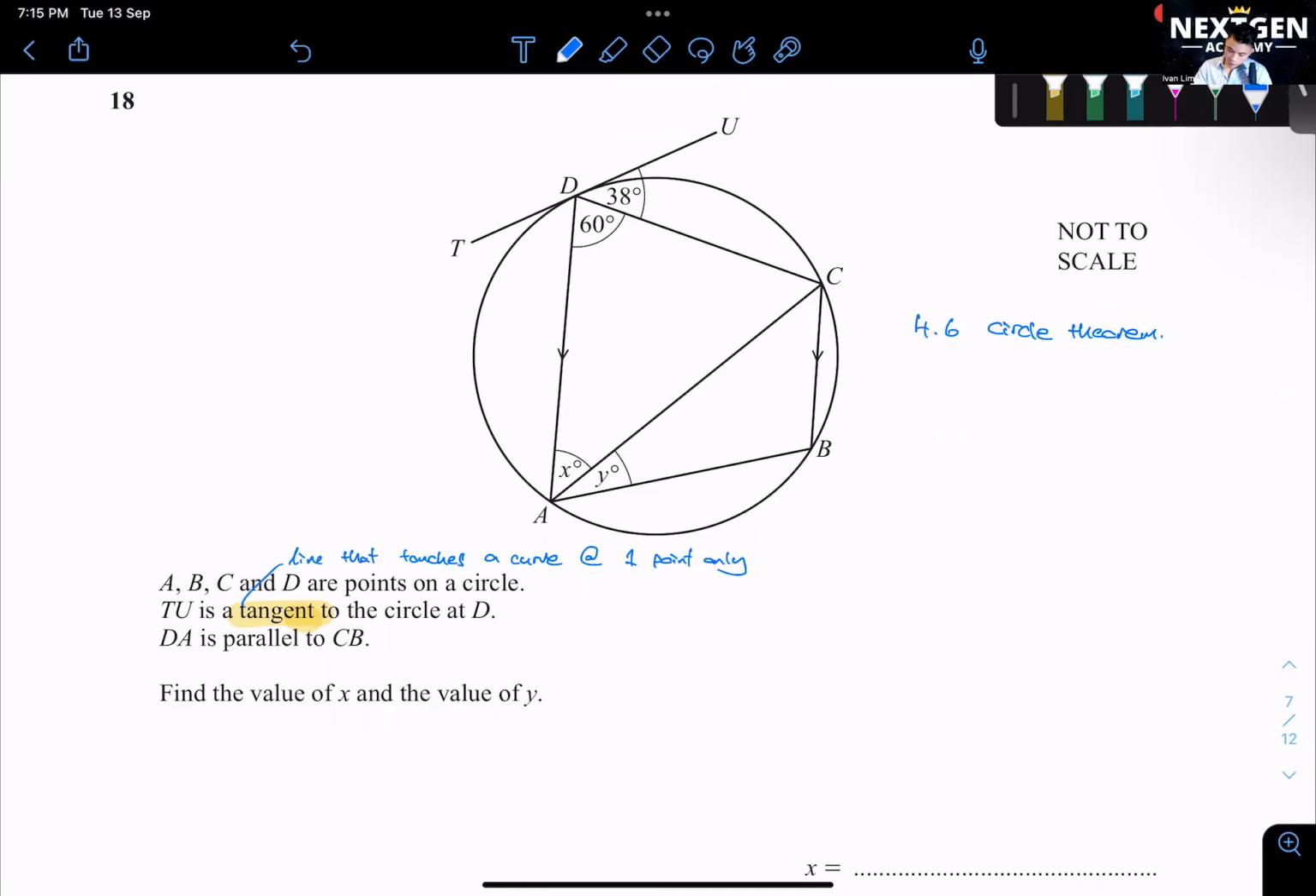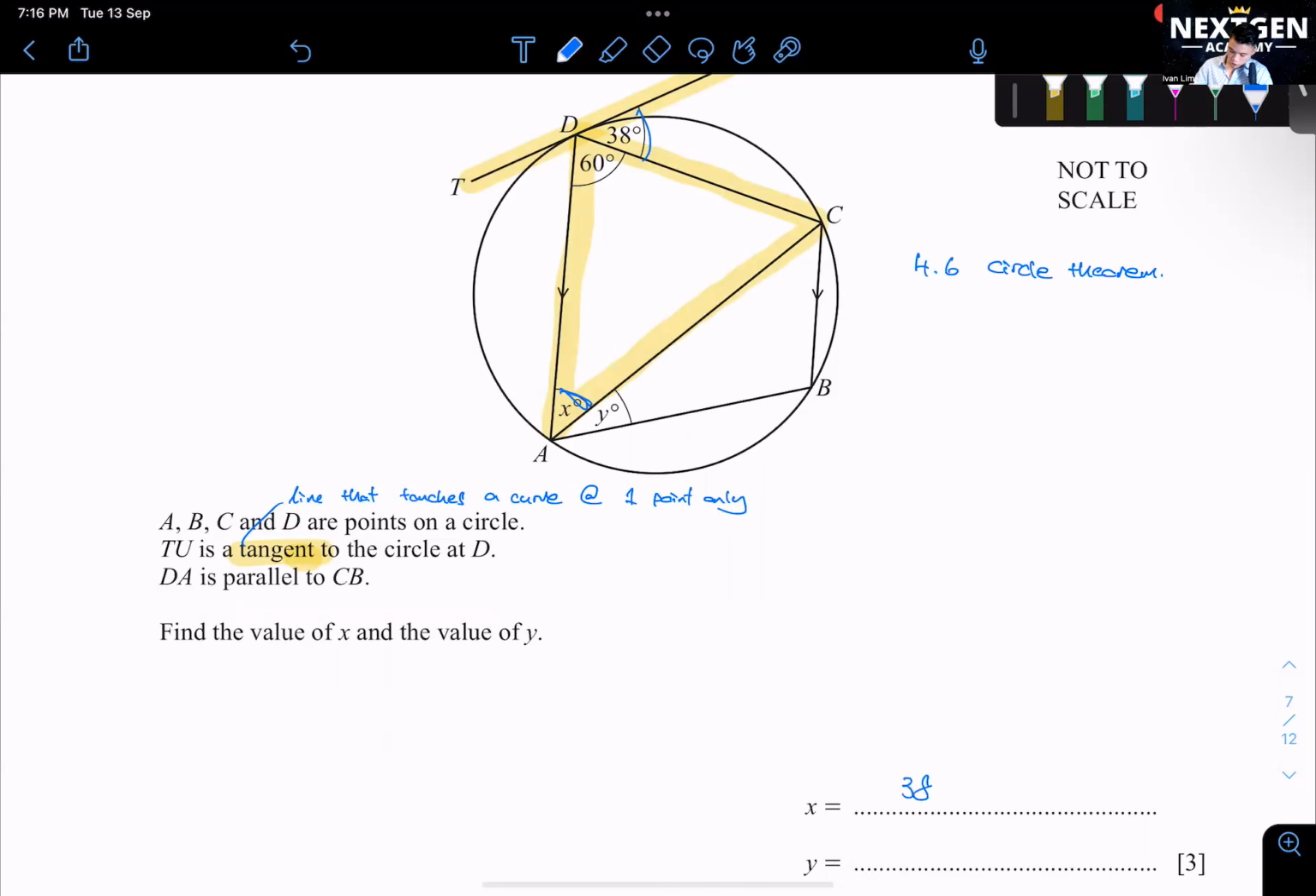Number one, you need to know this one. This and this angle, I have a triangle here. If I have a tangent and a triangle here, this and this angle are the same. Therefore for X, you don't need to do any calculation. X is equal to 38 degrees. So you write that down first. What else do we know?